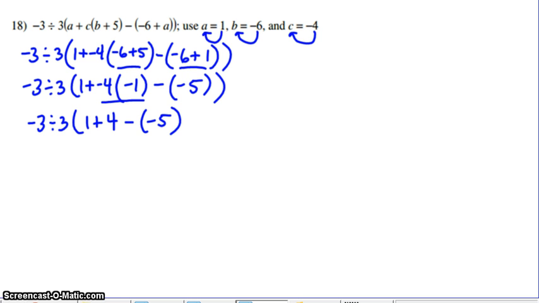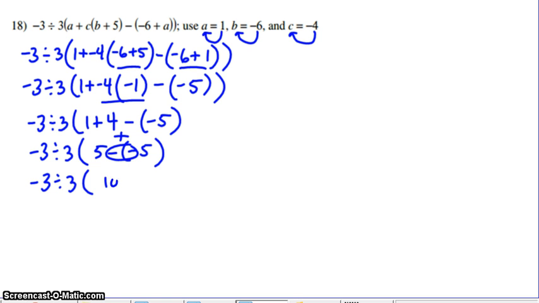Still working in the parentheses. 1 plus 4 is 5. Remember, still working in the parentheses. That's plus. We get 10.